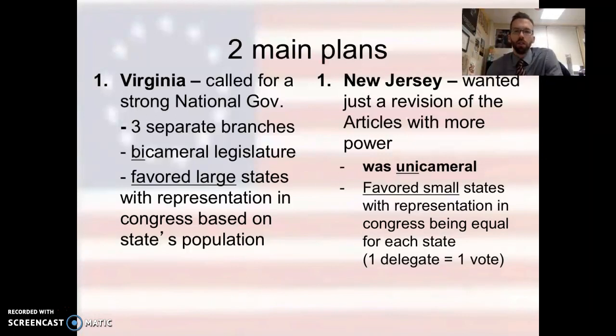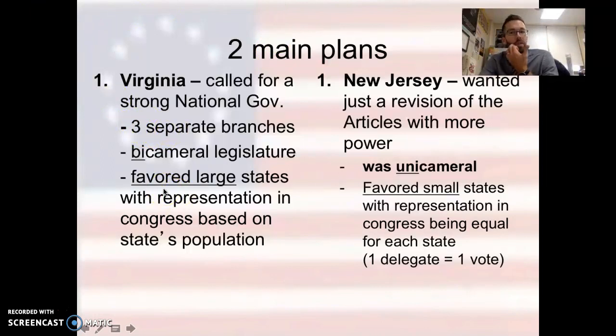Okay, everything is about power in the government. Two big plans. Virginia comes forth with this plan. They say, hey, each state, you should get as much representation based on your state's population. Which state do you think has the most population? Virginia. This benefits big states.